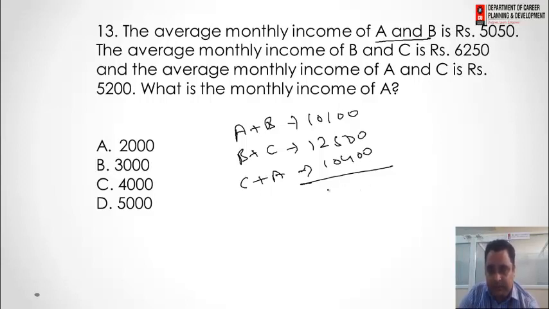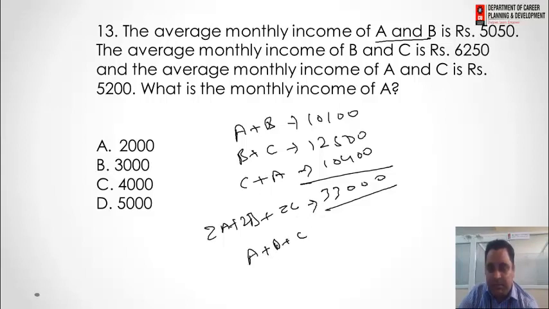Which gives the sum of their salary as 10,100, 12,500 and 10,400, that is 33,000, but that is the salary of 2A plus 2B plus 2C. If we need to find the salary of only A plus B plus C, we just need to divide it by 2. So 33,000 divided by 2 is 16,500.